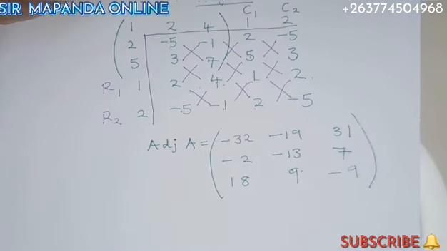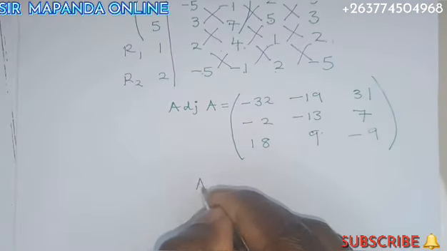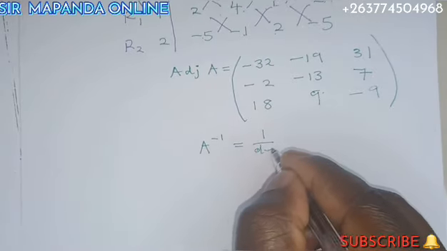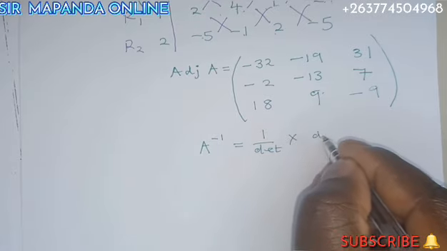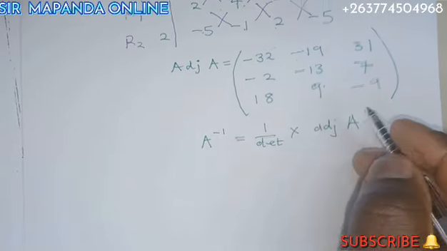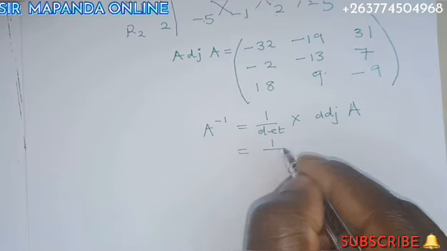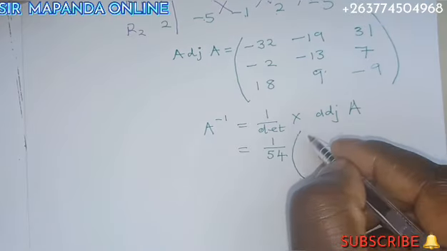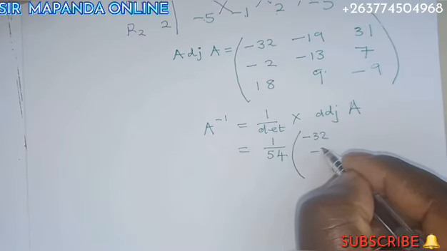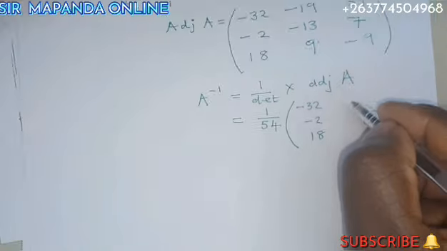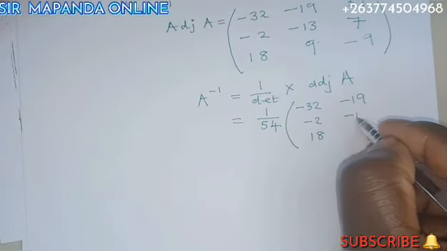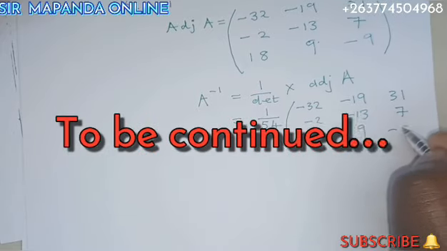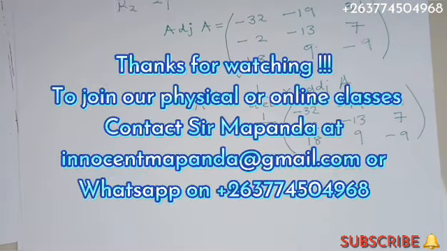So this is your adjoint, right? So inverse of A is equal to 1 over determinant times the adjoint of A. So you are saying 1 over the determinant, which is 54, so 1 over 54, then open bracket, the adjoint was minus 32, minus 2, 18, minus 19, minus 13, 9, 31, 7, and minus 9. Then you are home and dry.